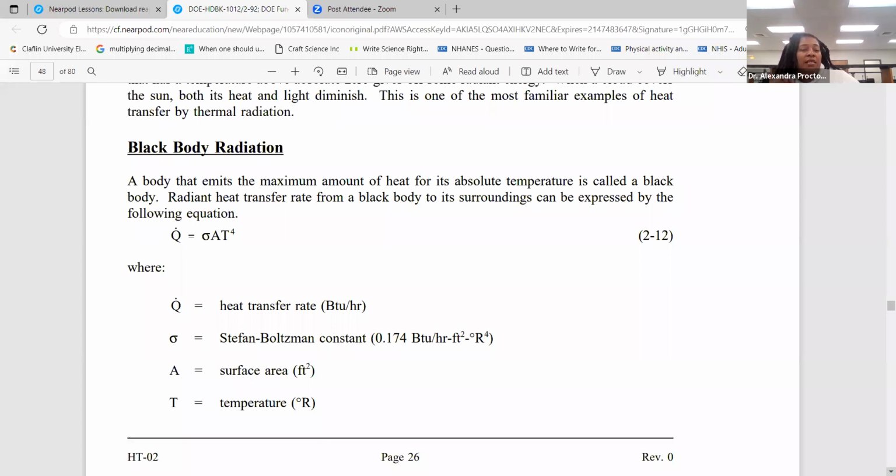So Q is the heat transfer rate in BTUs per hour. Sigma is the Stefan-Boltzmann constant, which is 0.174 BTU per hour foot squared Rankine to the 4th power. A is the surface area, that's in feet squared, and T is temperature, that's in degrees Rankine, which is one of the absolute scales. We're in volume 2. We are on page 26.